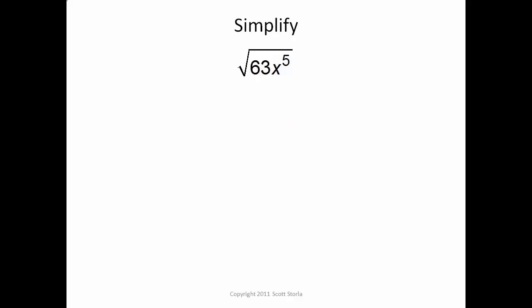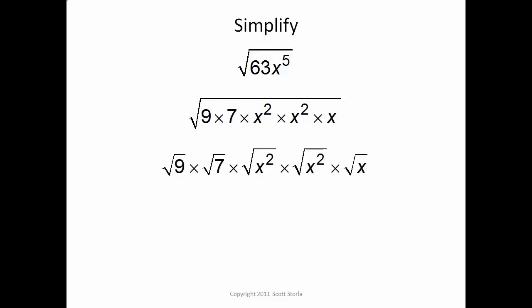Here's one with both numbers and variables. Thinking of 63 as 9 times 7, and x to the fifth as x squared times x, we can use the product property for radicals and simplify to get 3x squared square root of 7x. Notice that the square root of 7 and the square root of x should be combined to just the square root of 7x, again using the product property.